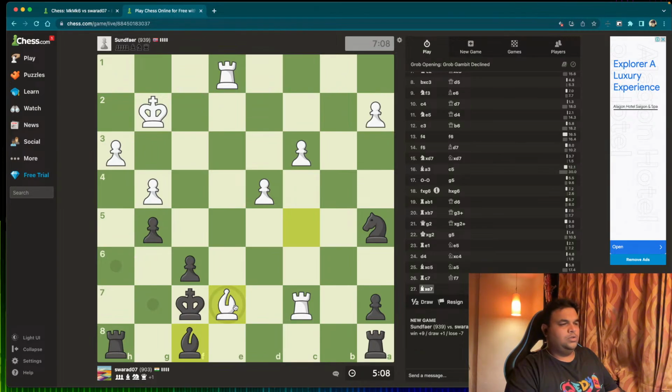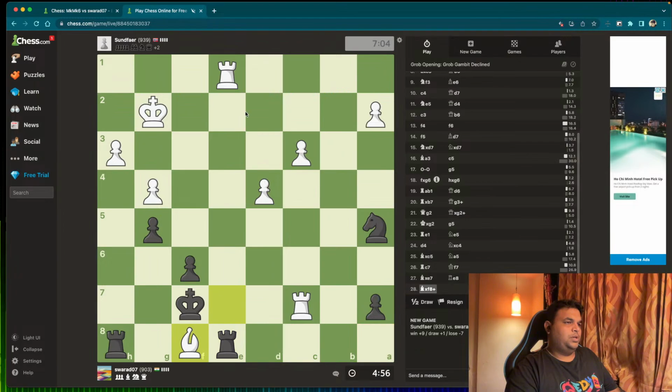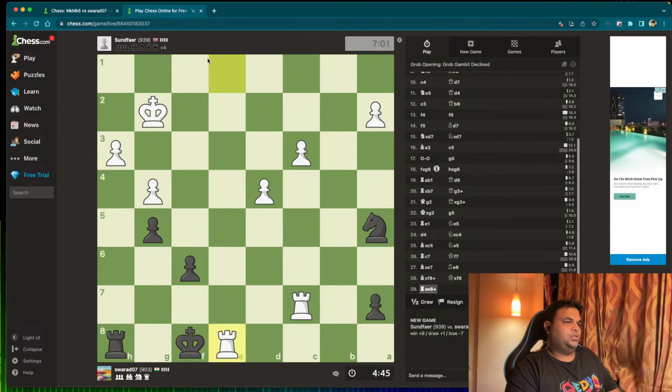Let's see. If I take, he takes, and yeah, so I think I need to defend this. So if he takes my bishop, I can take his rook. Okay. Oh, it's a discovered check. Yeah, okay. That's fine. That's fine. Let's see if he wants to take. Okay, he does want to take that.